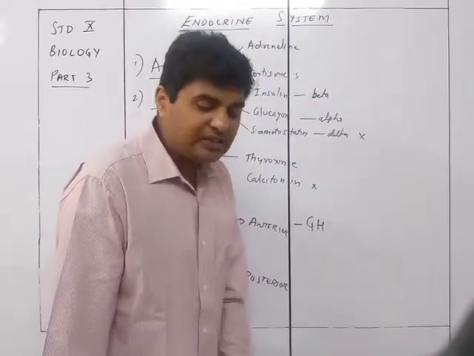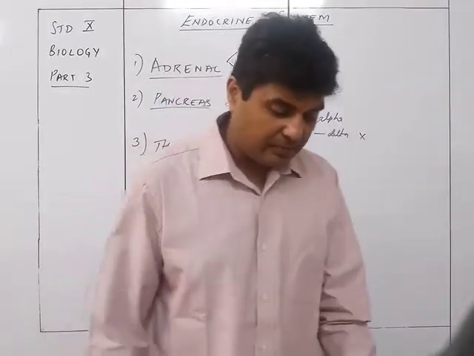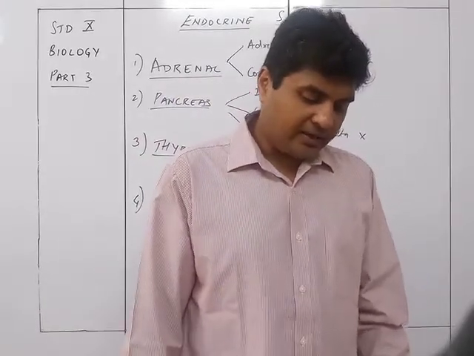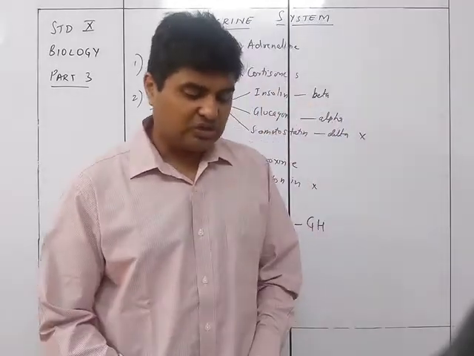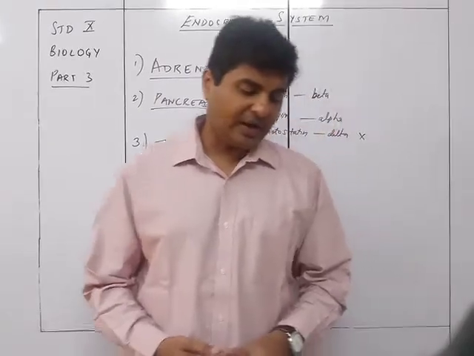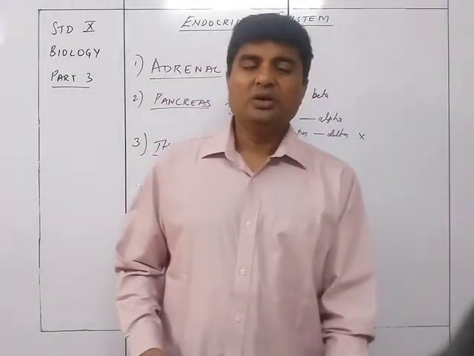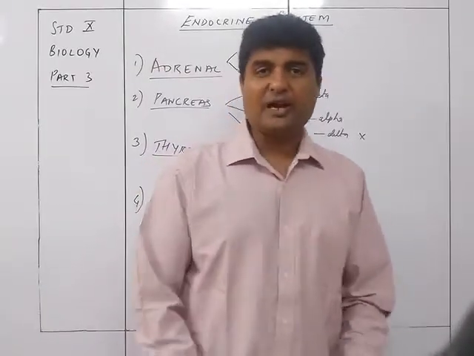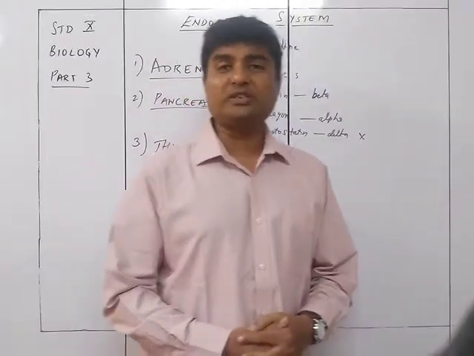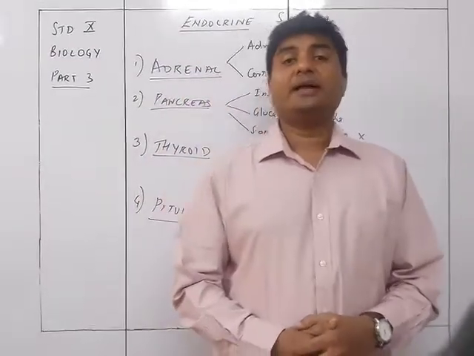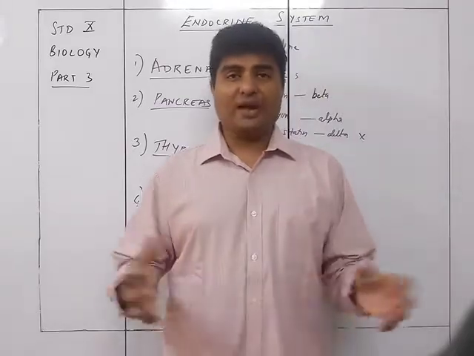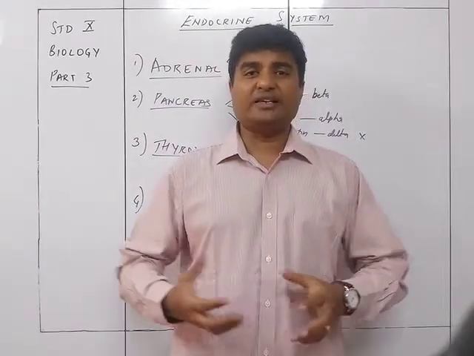The oversecretion in childhood results in gigantism. The long bones lengthen beyond normal and human giants up to 2.5 meters in height are produced. So in case of childhood, if there is an oversecretion of the growth hormone, then the child becomes like a giant. Okay, that's why it is called as gigantism.